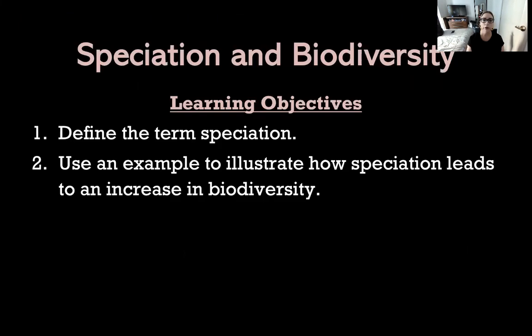So let's go on to the next topic, which is speciation and biodiversity. So you will need to be able to define speciation, and then you will have to be able to provide an example of speciation and how that leads to an increase in biodiversity.